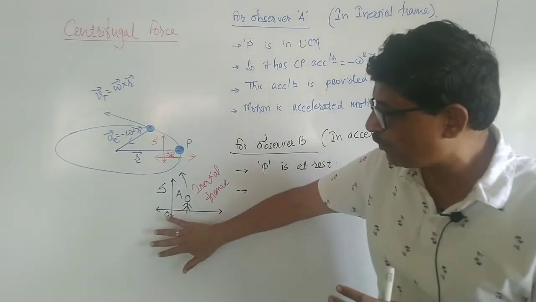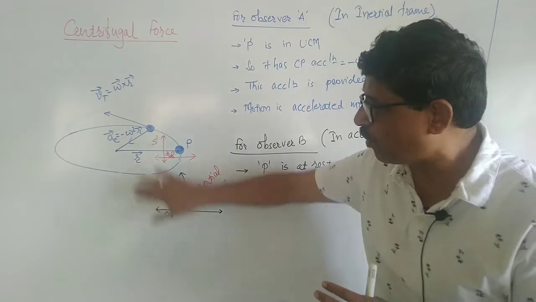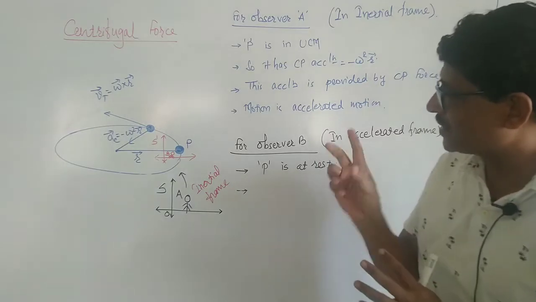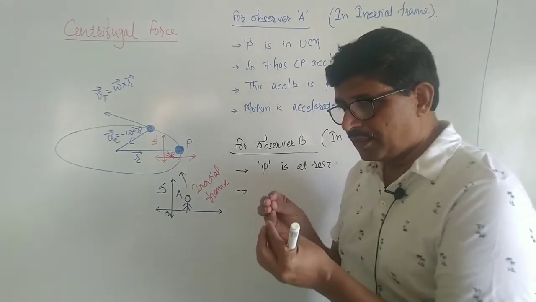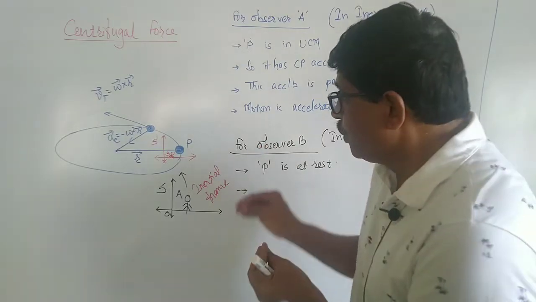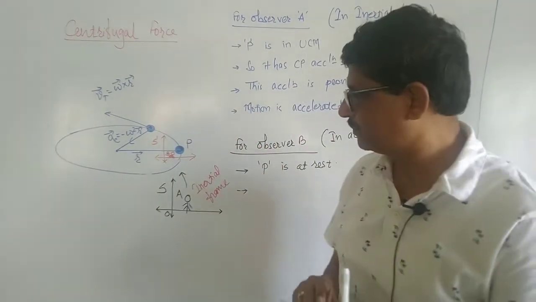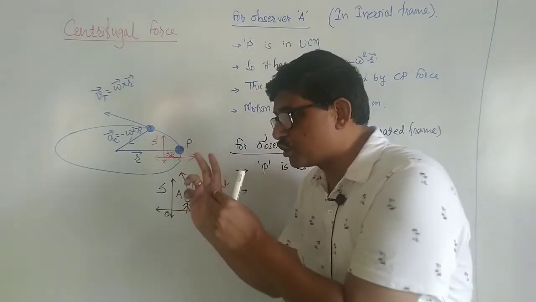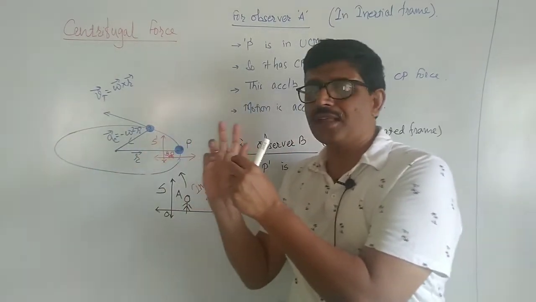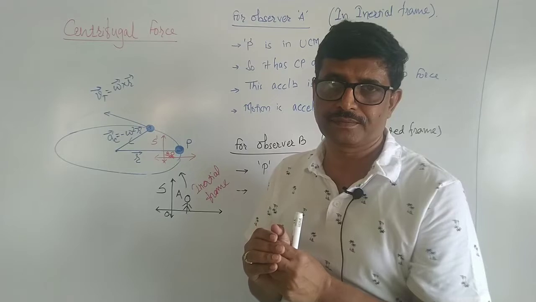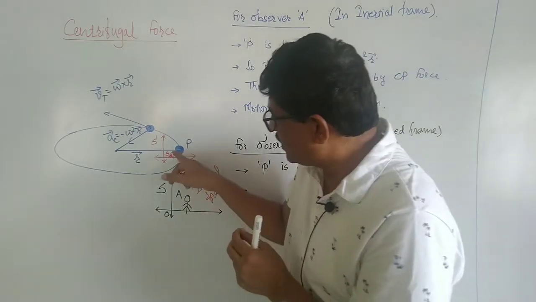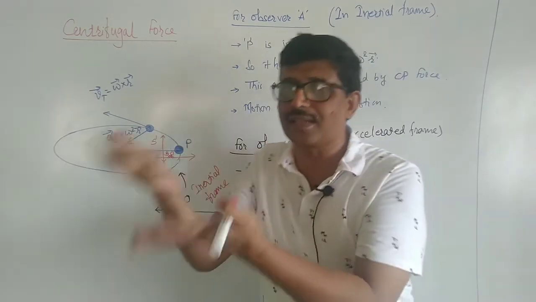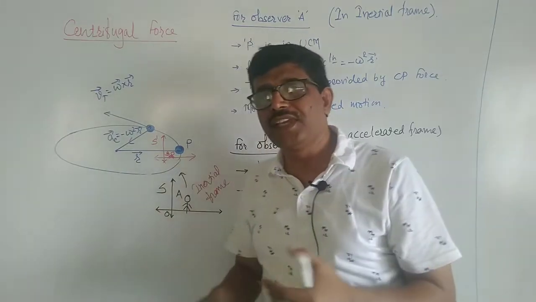These are the observations of A, who is in an inertial frame outside the circular motion. Now, let us consider there is another person who is with P. The other person who is with P is also moving in a circular path with P. For this other person B, who is in circular motion with P, the P is at rest. The observation of B is that P is at rest.